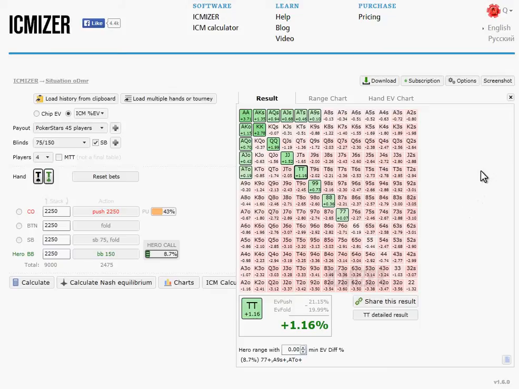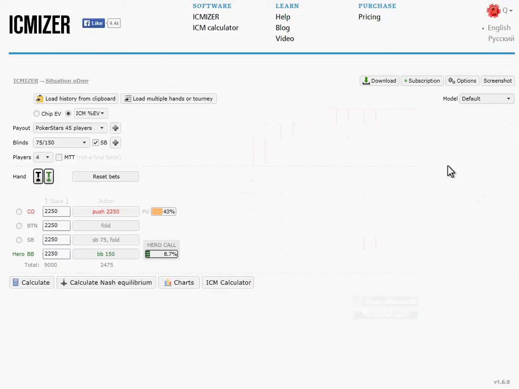ICMIZER is a pre-flop poker tournament analysis tool. It will help sit-and-go players of various structures, heads-up sit-and-go players, MTT sit-and-go players, and MTT players. It will help you in the late phases of tournaments where most plays happen in pre-flop and the actions are usually either all-ins or folds.